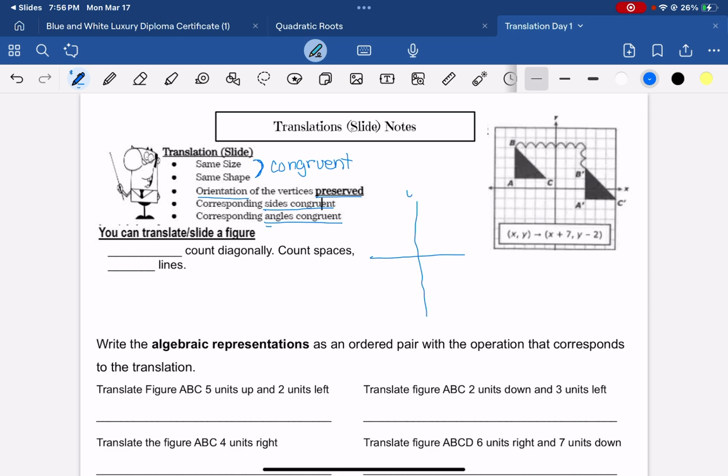First off, if you go up, you're going to go on the y-axis and you're going to add. So when we go up, we add. When we go down, we subtract the number of spaces we move. Okay. When we go right, well, we're on the x-axis, so that kind of makes sense, doesn't it? If we go right, we add.